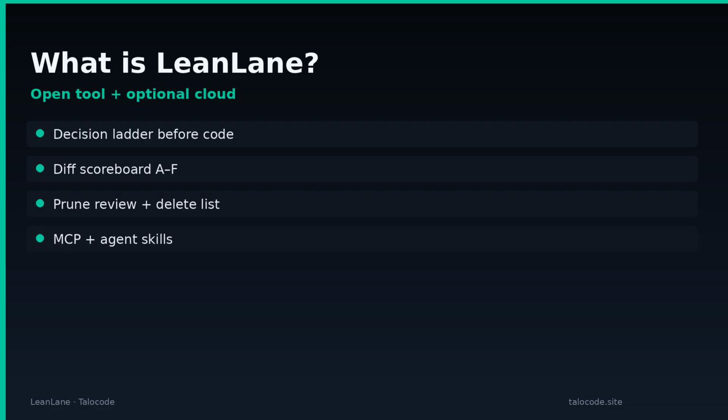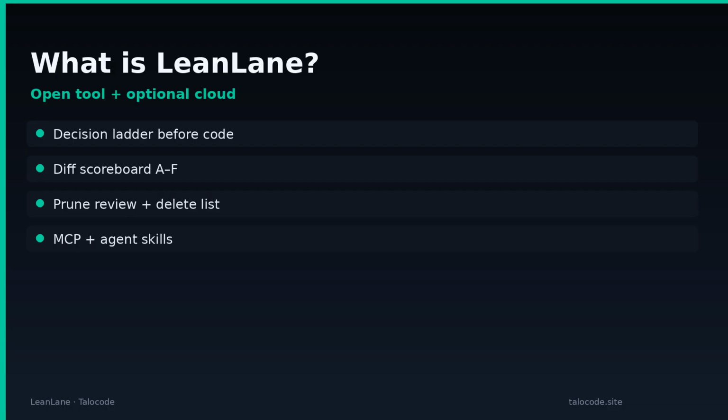Why does this product exist? Because generation got cheap and verification got scarce. Agents optimize for looking complete. Complete often means more files, more packages, more abstractions. LeanLane flips the incentive: stop at the first solution that already exists, and measure the diff before you merge.